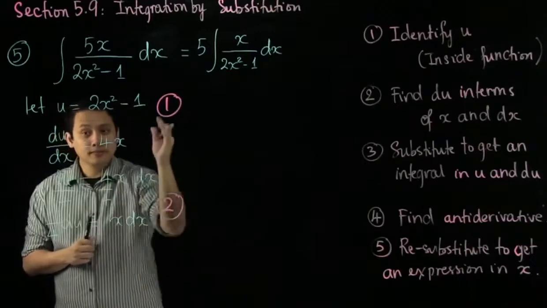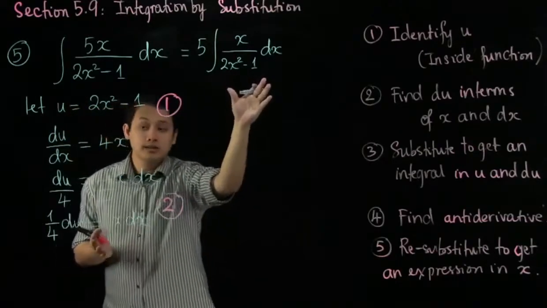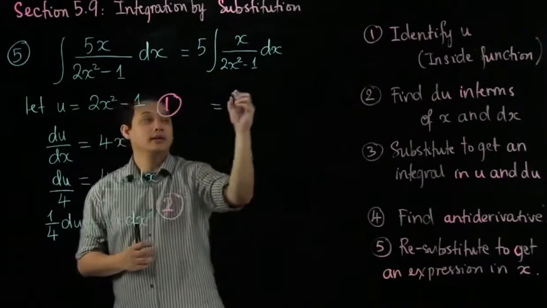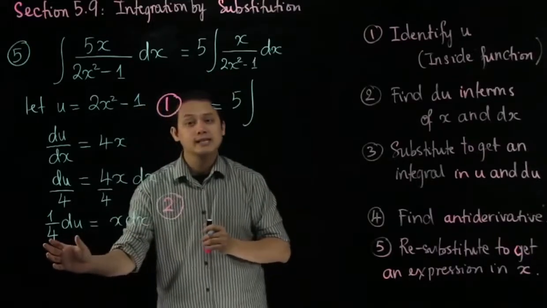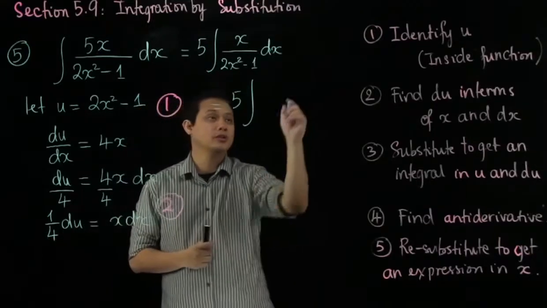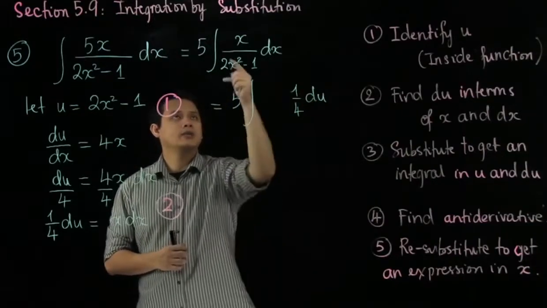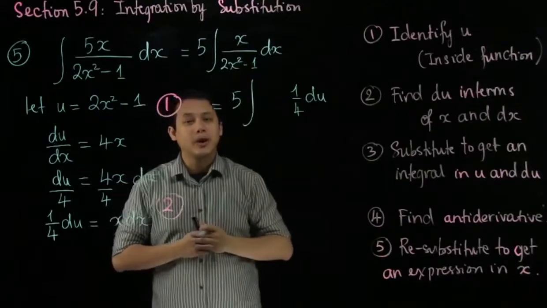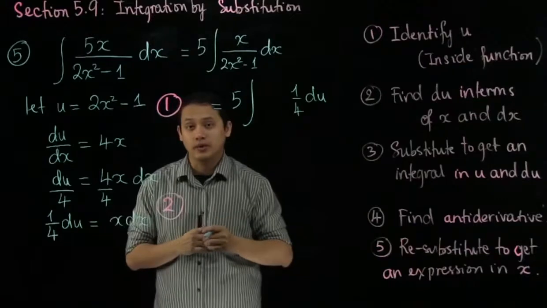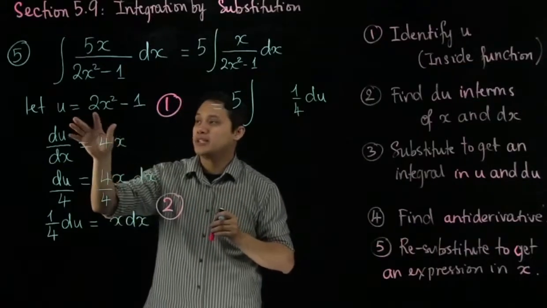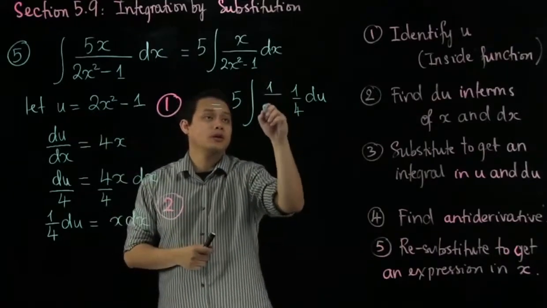From the first step and the second step, you use this information and substitute back into the integral, and you have 5 times... so x dx is what? x dx is equal to 1 over 4 du. So I write 1 over 4 du. And you have something divided by 2x squared minus 1, that is 1 over 2x squared minus 1. But 2x squared minus 1 is the inside function, which equals u. So you have 1 over u.